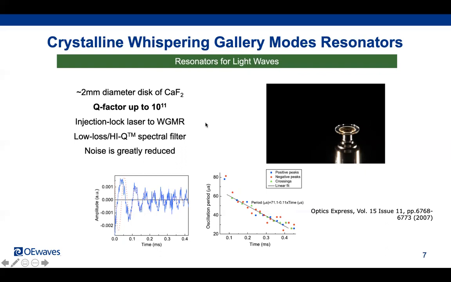Q being so high means that the line width of the mode is very narrow, the bandwidth of the mode is narrow, and that allows suppressing the noise by filtering it.